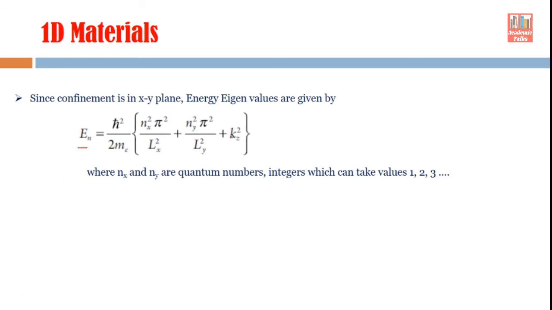So you can see here this Kz. That is like a type of translation vector. It indicates the direction in which it is free to move, and this Lx and Ly terms indicate that the movement is restricted in the x and y direction. So here nx and ny are quantum numbers, and they can have any integer values 1, 2, 3, etc., right.